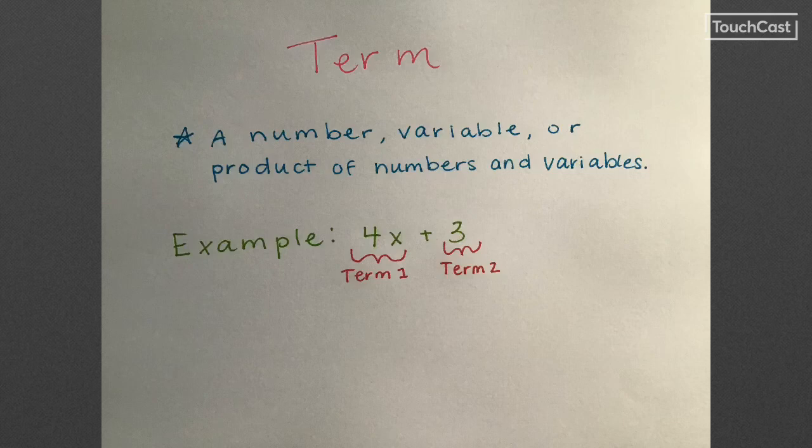Our last vocabulary word is a term. A term is a number, variable, or product of numbers and variables. So in this problem, 4x plus 3, there are two terms. We have the term 4x, and we have the term 3.